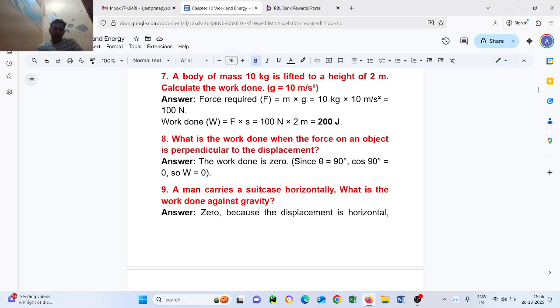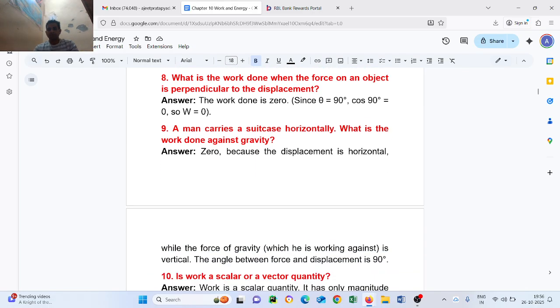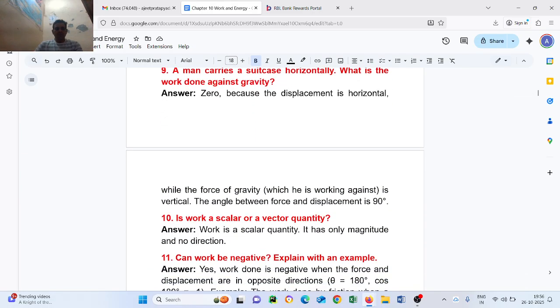Question number 8. What is the work done when the force on an object is perpendicular to the displacement? The work done is 0, since theta equal to 90 degree, cos 90 degree equal to 0. So W equal to 0. Question number 9. A man carries a suitcase horizontally. What is the work done against gravity? 0, because the displacement is horizontal, while the force of gravity which he is working against is vertical. The angle between the force and displacement is 90 degree.